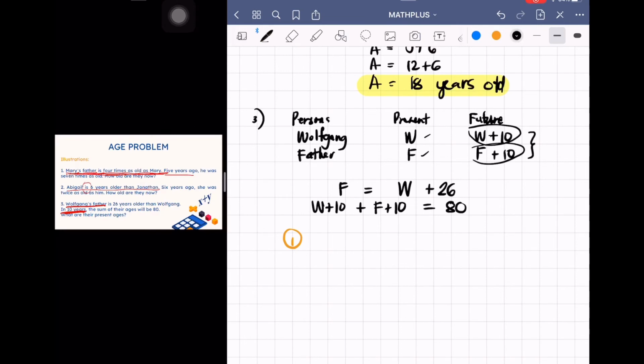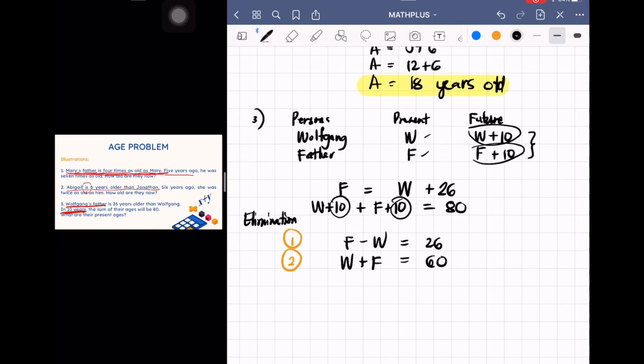Okay, let me use the elimination method this time. What I'm going to do is move all the unknowns to the left side. So I'll get F minus W equal to 26. And then for the second equation, that would be W plus F, and then I'll be moving all this 20 to the right. So I'll get that as 80 minus 20, that's 60.